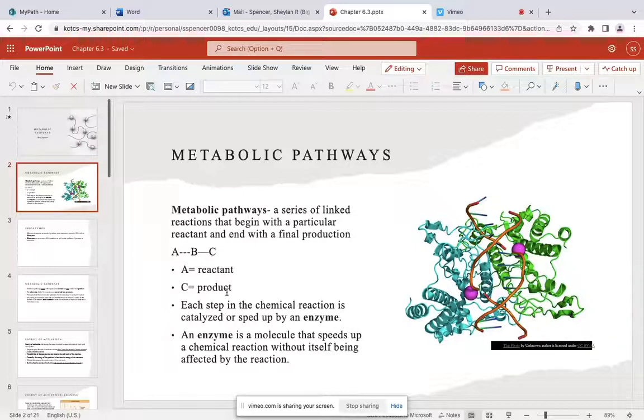So, an enzyme is a molecule that speeds up a chemical reaction without itself being affected by the reaction, and that's also important. The enzyme, like I said, speeds up the reaction. It lowers the energy of activation, or the energy needed for the reaction to occur. But it itself is not affected, and we'll see that later on.